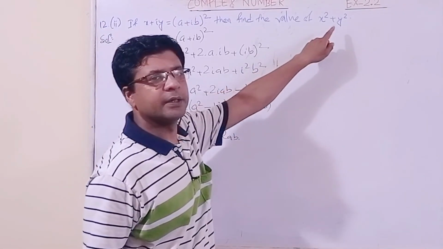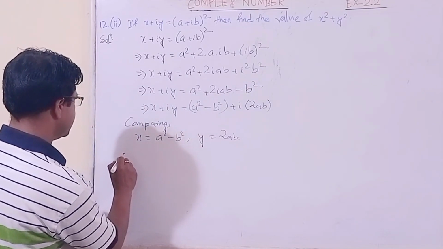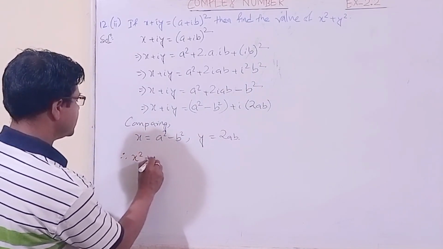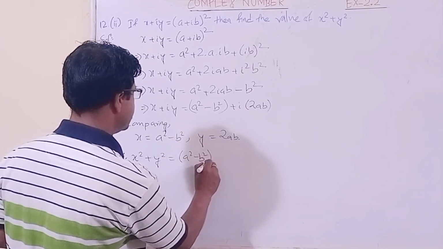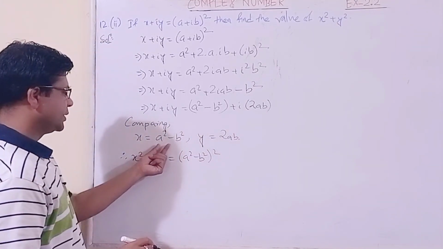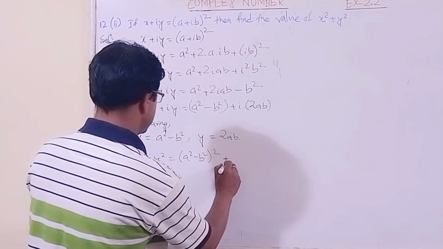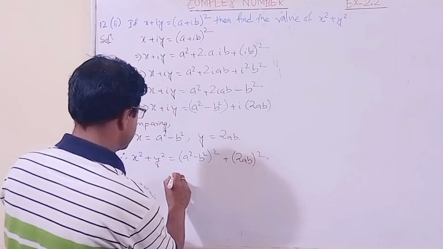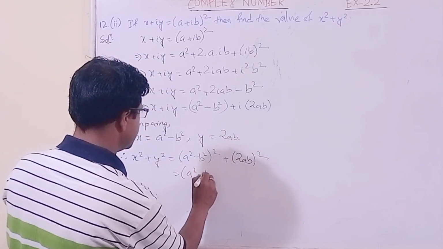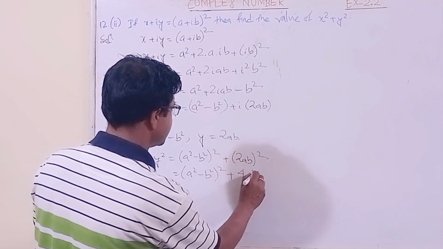Now what we have to find? The value of x square plus y square. Therefore x square plus y square: x equals a square minus b square, its square is there, so we have written square. Then y square, twice ab whole square. Hold on, it is very simple, son. Do not think this is hard. Plus 4 a square b square.